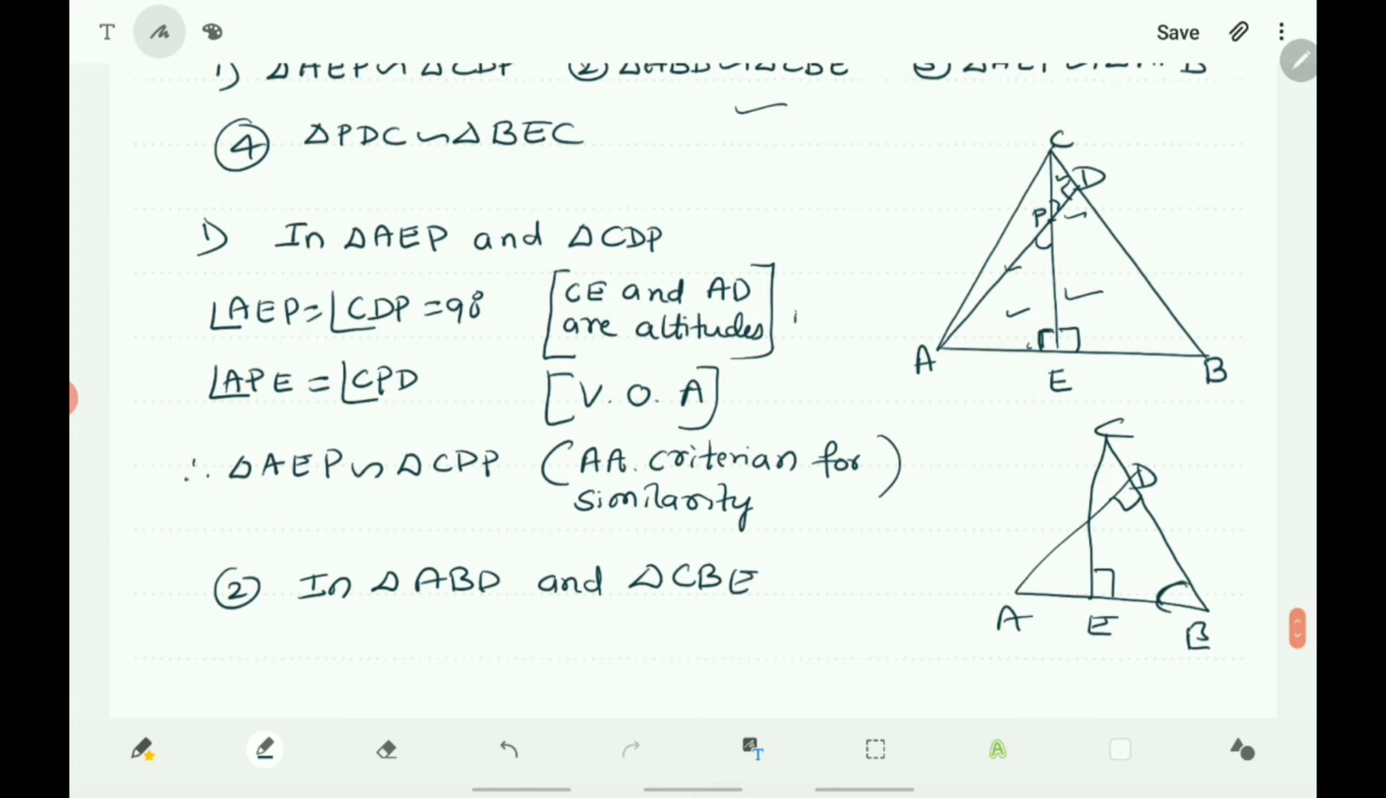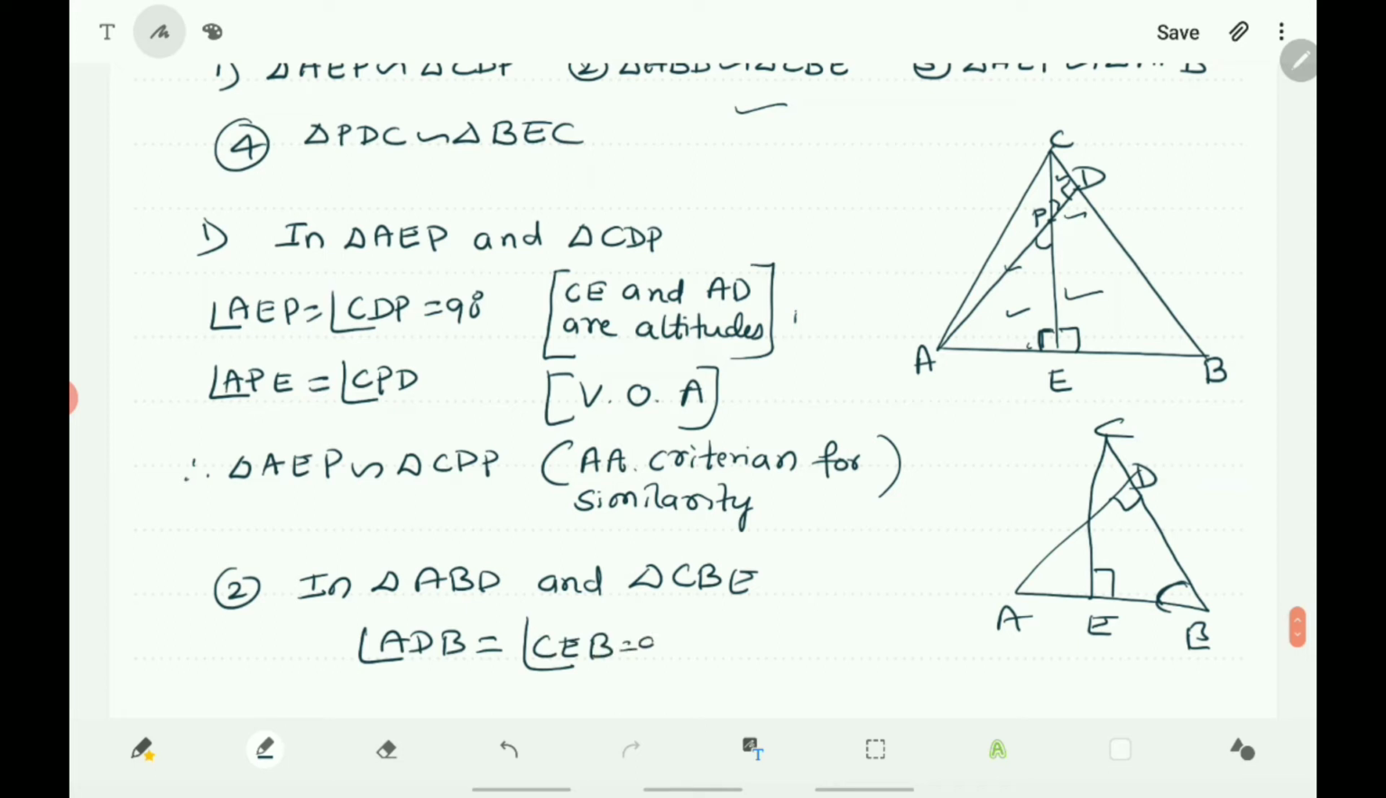So here you write which angles are 90 degrees here. In triangle ABD, angle ADB is 90 degrees, that is equal to angle CEB.